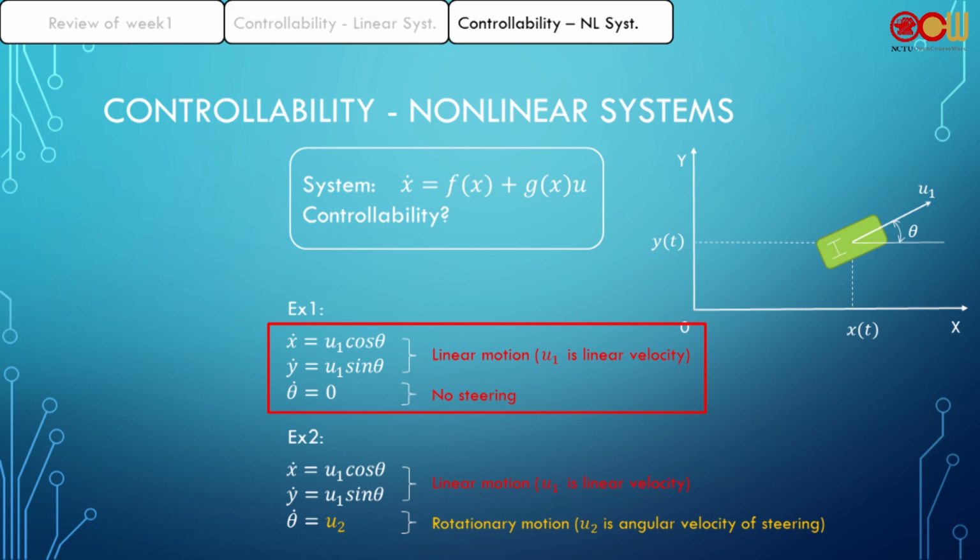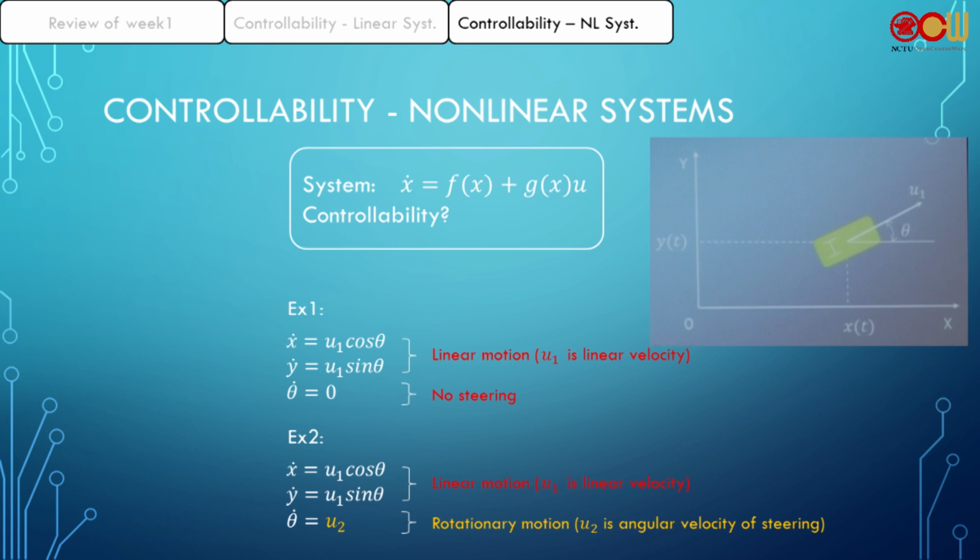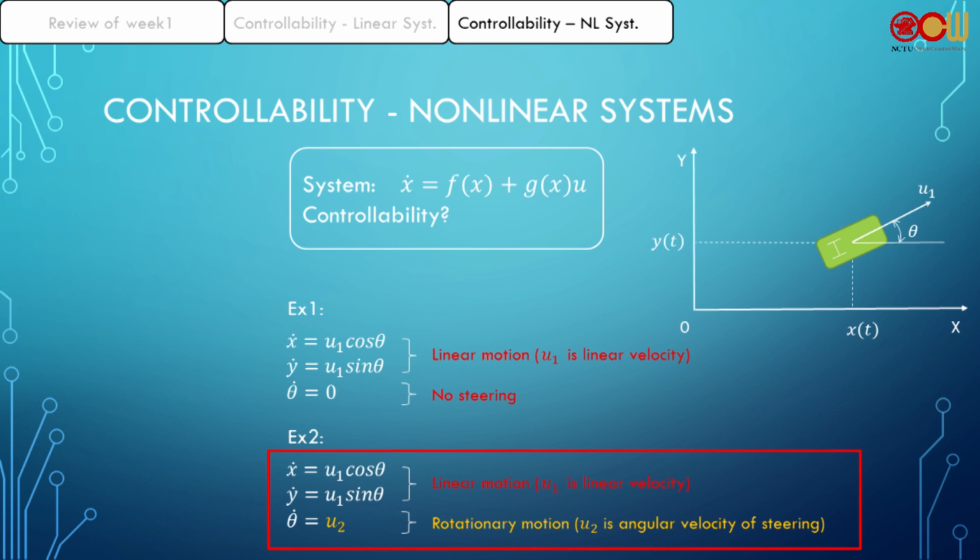So in this case, is that controllable? Not. Why? You cannot change your steering angle. That means you can only go forward and backwards. You can only drive your car anywhere on this straight line. So it's not controllable. Obviously, this one is controllable.